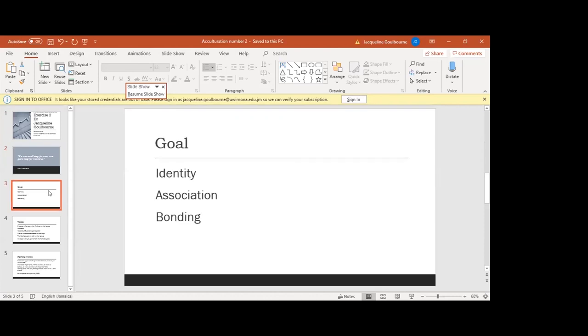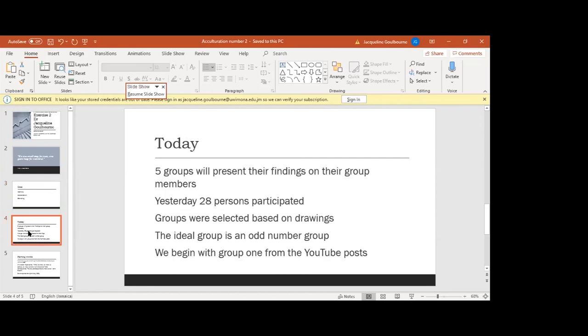The goals of today are threefold. We started yesterday with identity, when we're able to say who we are, where we're from, and what is our own personal goal. That identity will lead into association, and that association will lead into bonding. So at the end of my two sessions, you will at least be able to identify 7 persons, be associated with them, and bond. And hence the need for the group activity. So the identity, association, and bonding is what we get out of the acculturation exercise. And this is what is happening today.